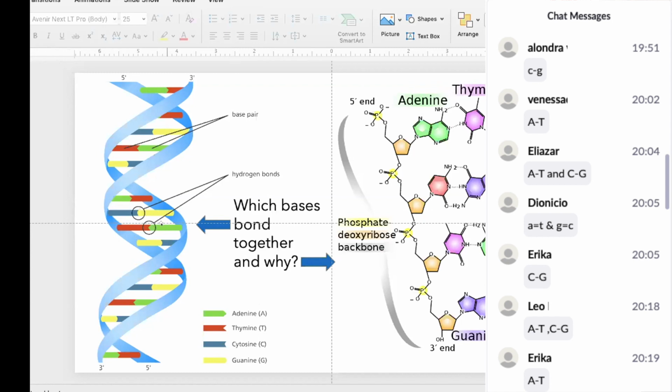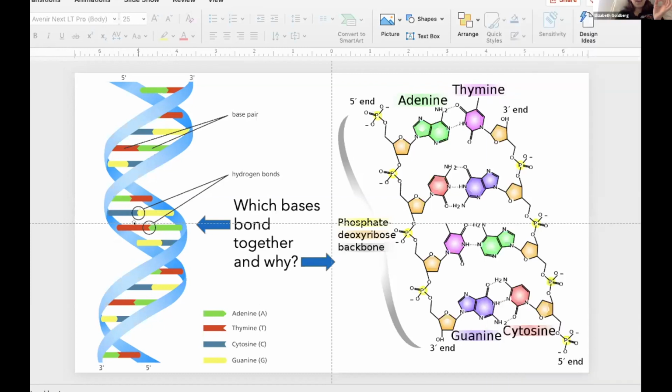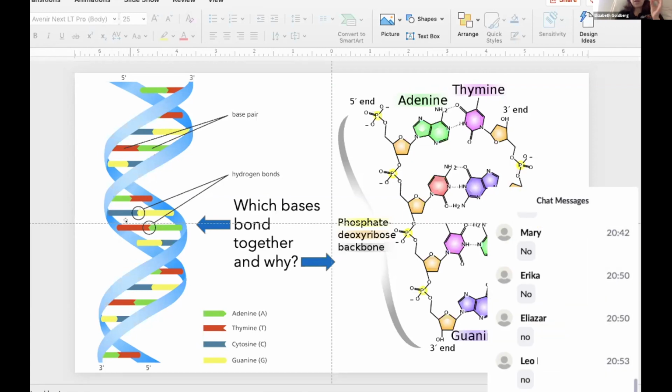I have a question for the group. You can answer either through the chat box or you can unmute your microphone. Does A always bond to T? Does adenine always bond to thymine? Look at this image. Is there ever an exception? Is there ever a time that adenine does not bond to thymine, that it bonds to cytosine, that it bonds to guanine? Is there ever a time that that happens? Okay, I'm saying no. I'm saying that that does not happen. What about cytosine? Is there ever a time that cytosine does not bond to guanine, that it bonds to thymine or adenine?